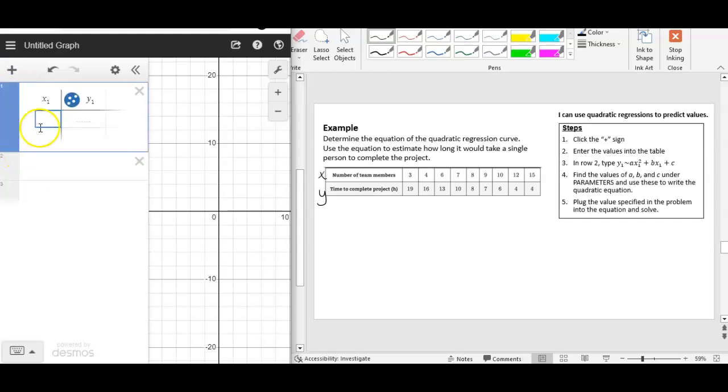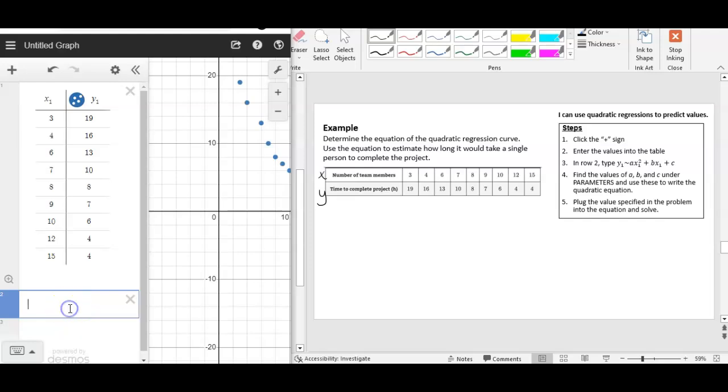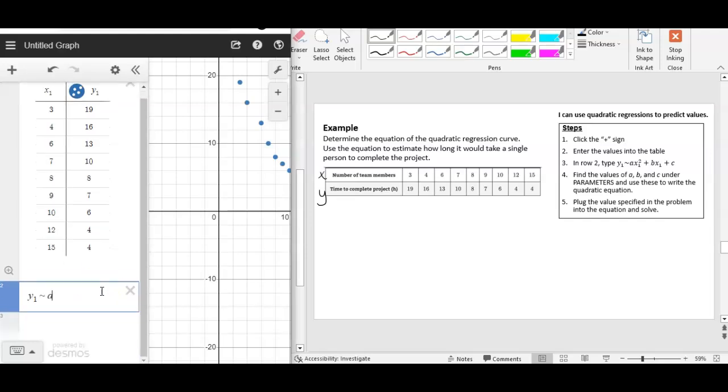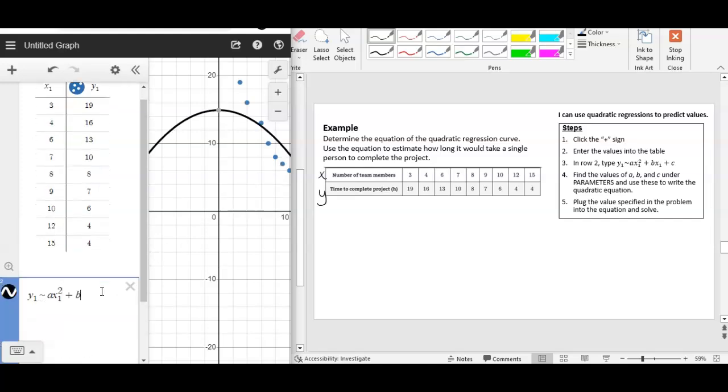So I'm going to pause the video while you go ahead and enter these values into x and then enter row 2 into y. So now you can see I have all these values entered, so I'm going to tell it to approximate a quadratic. So I'm going to type y1 is approximately ax1 squared and then plus bx1 plus c.